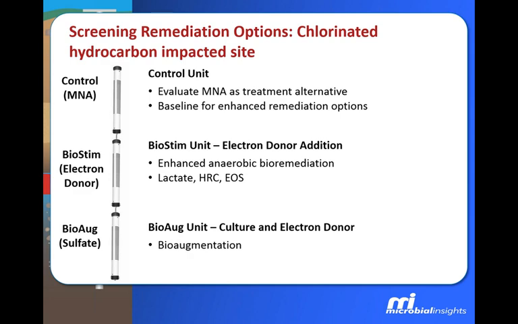The third one here, we're labeling bio-aug, and in the bio-aug, this might be a unit, and I see there's a typo here. That should not be sulfate. But in a bio-aug unit, basically we're going to supply an electron donor, and we're going to bio-augment the in situ microcosm with a commercial culture. There are several commercial cultures, as you know, that are marketed for chlorinated hydrocarbons.